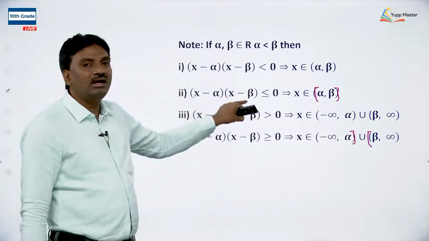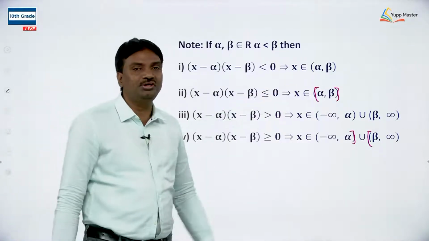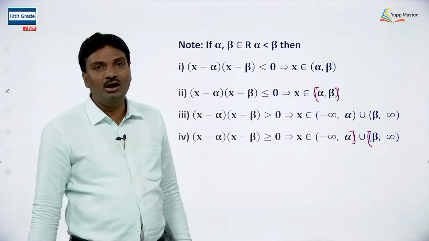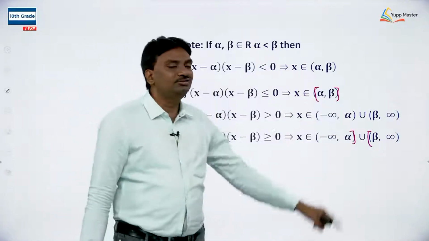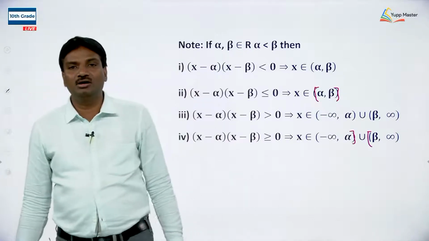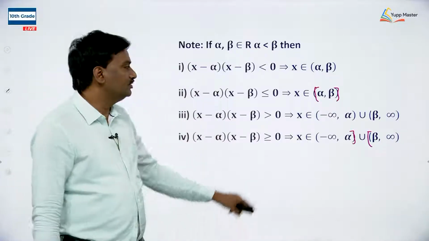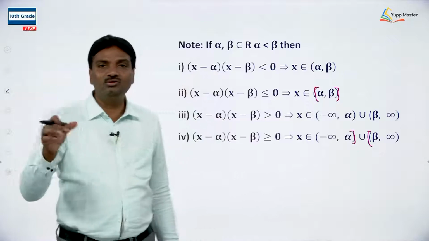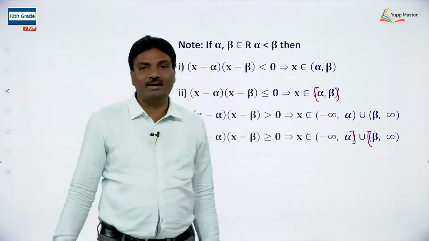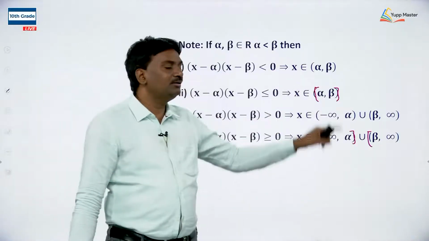If we have x minus alpha into x minus beta less than or equal to 0, in this case the domain of the function can be taken as x belongs to the closed interval alpha comma beta. Closed interval is nothing but square bracket.